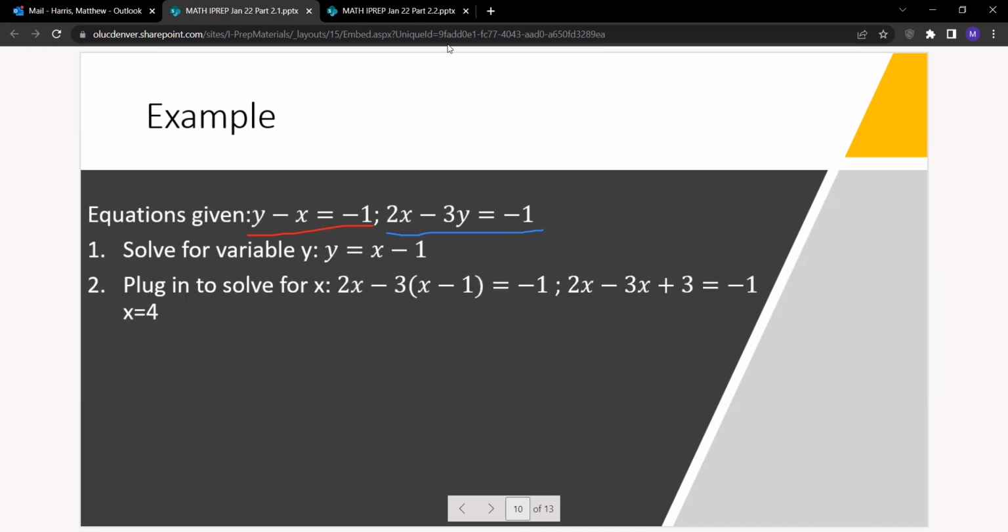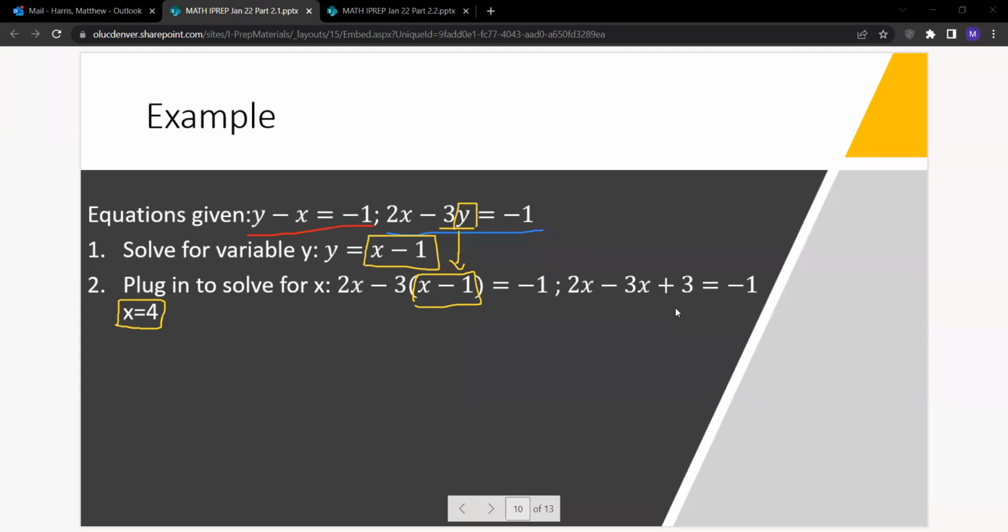So if we have 2x minus 3y, right? So now we take this y and we substitute in x minus 1 because we know that y equals x minus 1. So this y turns into 3 times x minus 1. And then you just solve for x just how you would normally. So you distribute this 3, so it becomes 2x minus 3x plus 3. And then you just simplify. And what your answer is x equals 4.